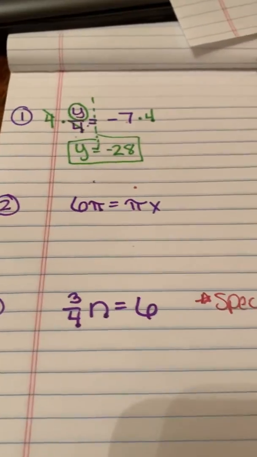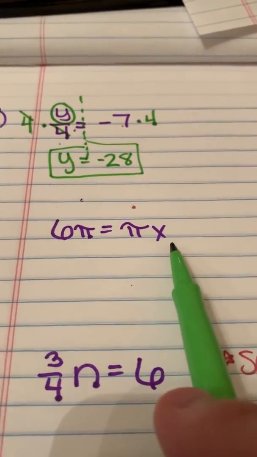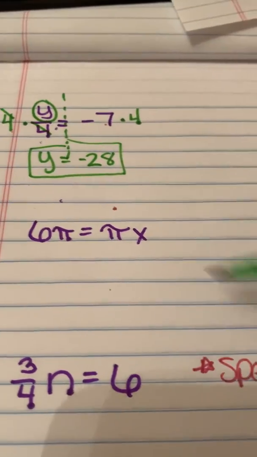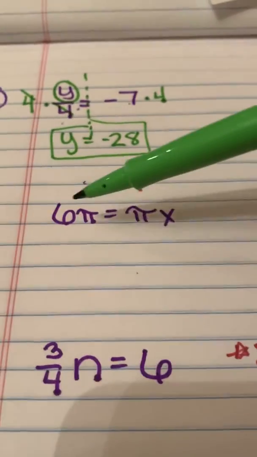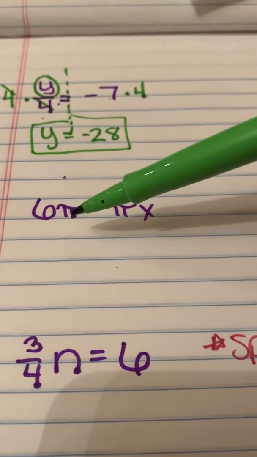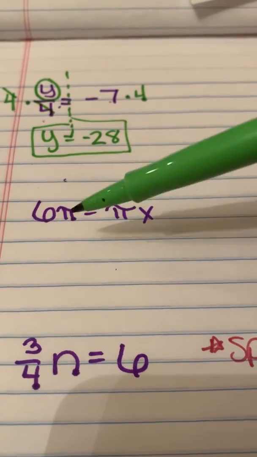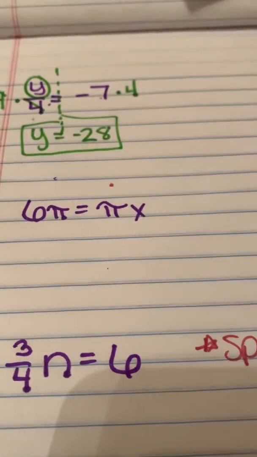Okay, down here for number 2, I have 6 pi equals pi x. As a reminder, every time we have to find our variable first. So what is our variable? Is pi a variable, or do we know what the value of pi is? Pi is not a variable. We know what it is. It's 3.14, and it repeats on forever.